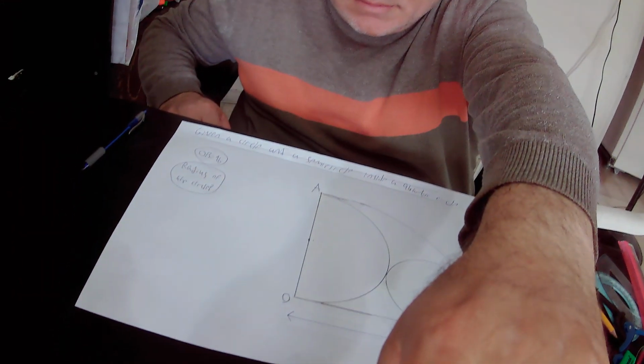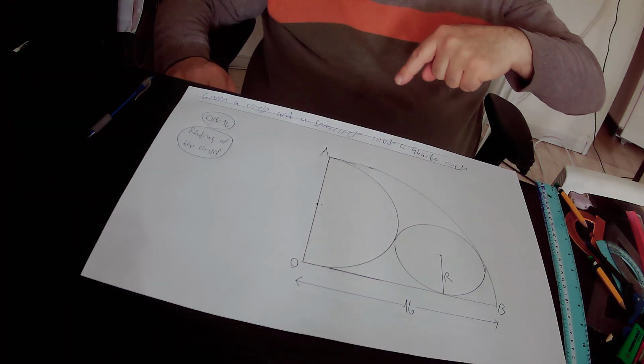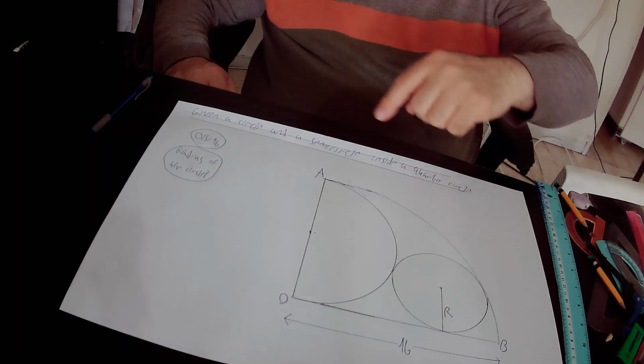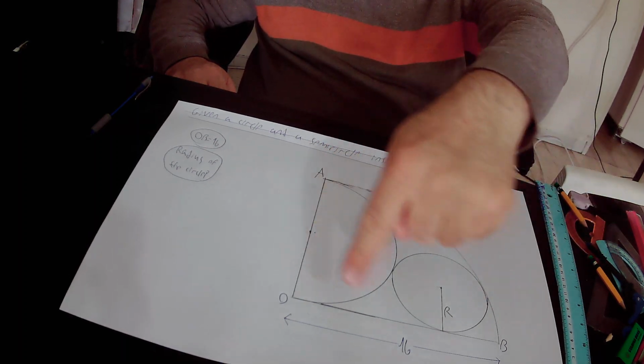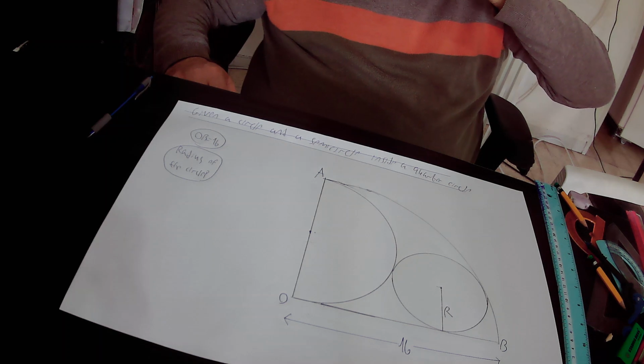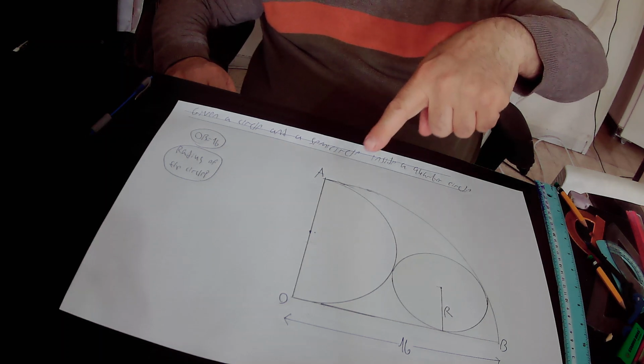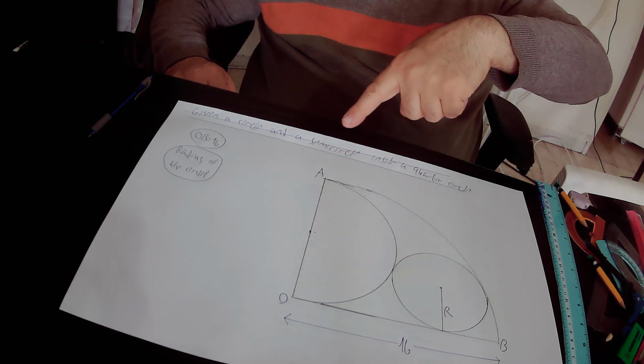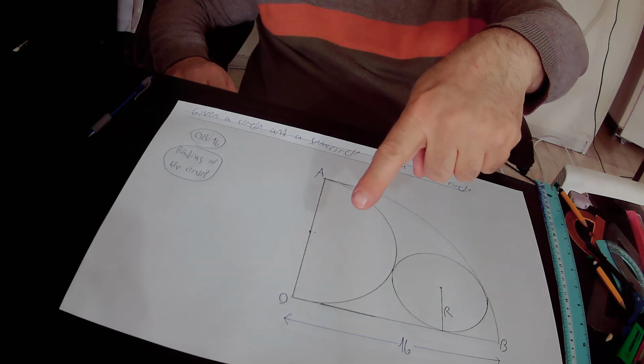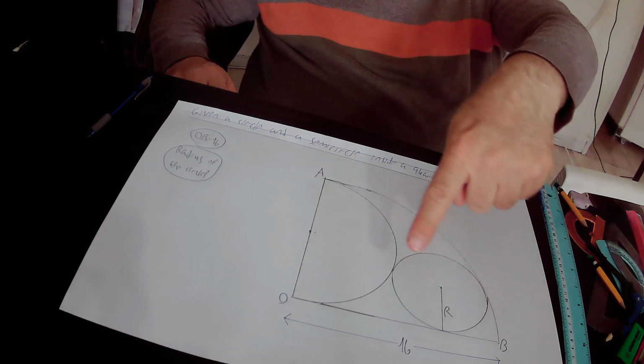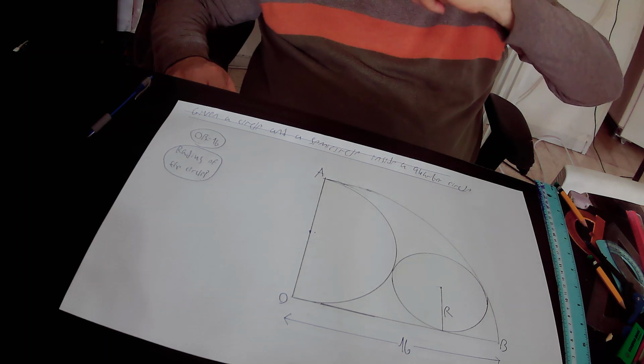Now, in this lecture, we'll find out the radius of the small circle. In the drawing, we have a quarter circle. AOB is a quarter circle. We also know that the radius of this quarter circle, AO and OB, is equal to 16 units in length.